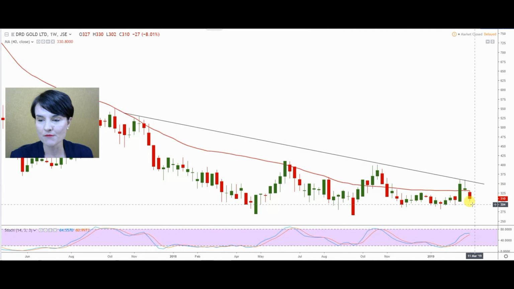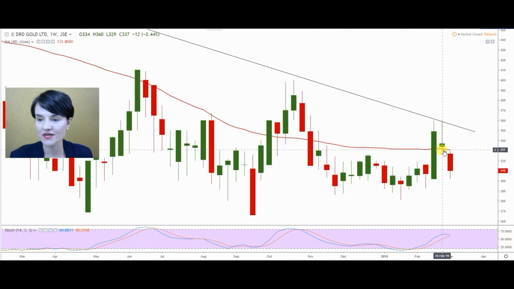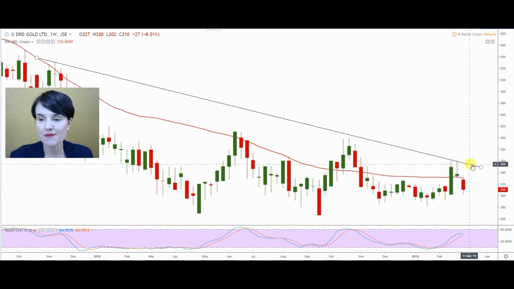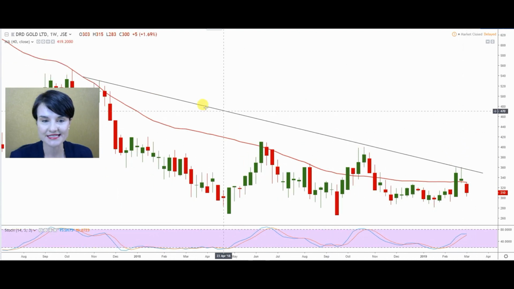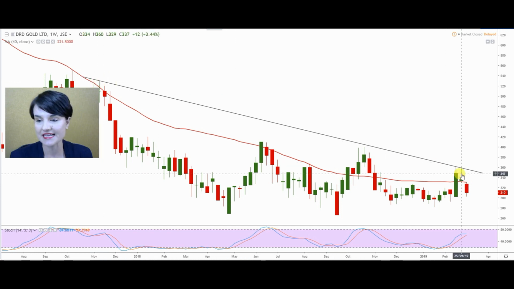But we can see at the moment, and I want to zoom it out here for our viewers, it's fighting this red line, the 40-week moving average. And technically, we will remain negative about the share as long as it remains below this 40-week moving average. If the share changes this 40-week moving average, waiting at 3.30 Rand, into a support again, it can easily go and try to test that upper band of that strong resistance line that has been formed since about November 2017.